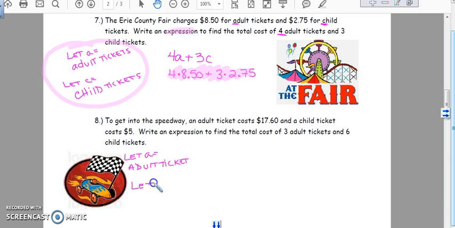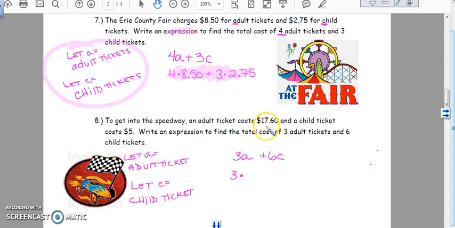Let C equal child ticket. Okay, so we're doing 3 adult, so 3 times the cost of an adult, which was A, and 6 times the cost of the child, because you're getting multiple tickets. When you're buying multiple of something, you need to multiply.